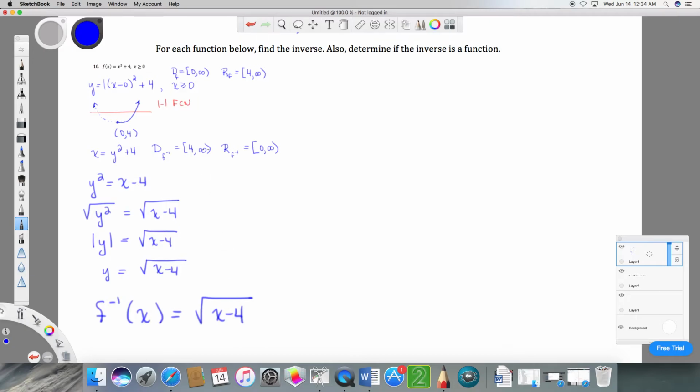The implied domain, I don't have to continue writing the domain here. The implied domain is 4 to infinity. So yes, our inverse is a function, and that's why we use that function notation.